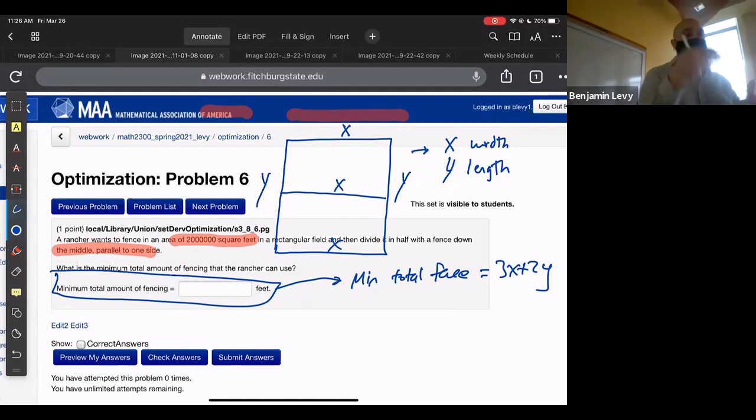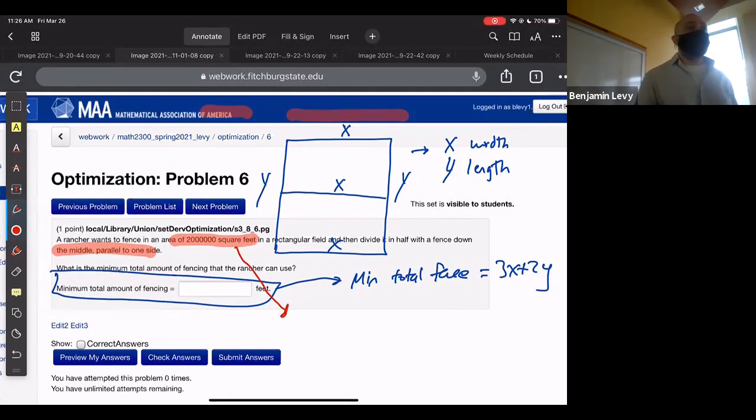Okay, I'm looking at my picture. What's the total fencing? Well, there's 3 X sides and 2 Y sides. So that's how I got 3X plus 2Y. Is that okay? The 2,000 square feet part is the constraint. And so we want to minimize that value.